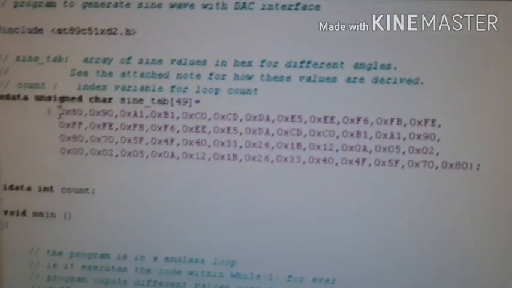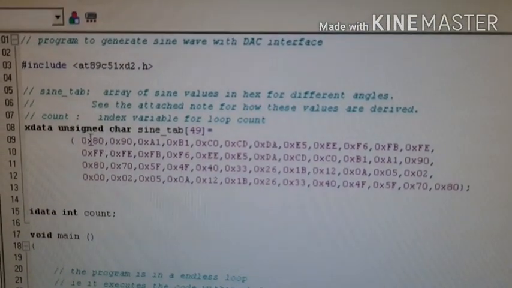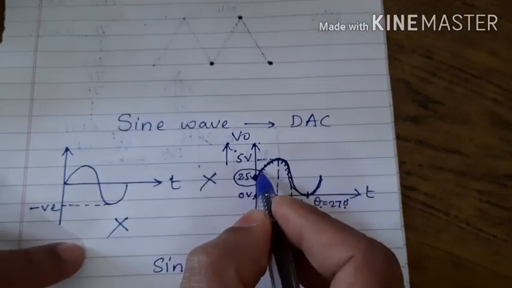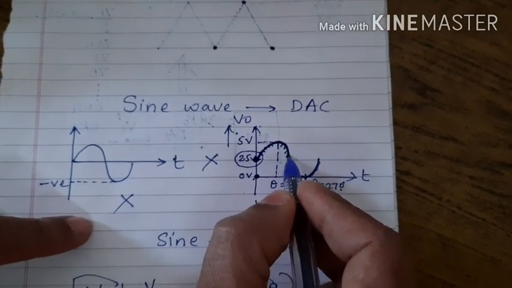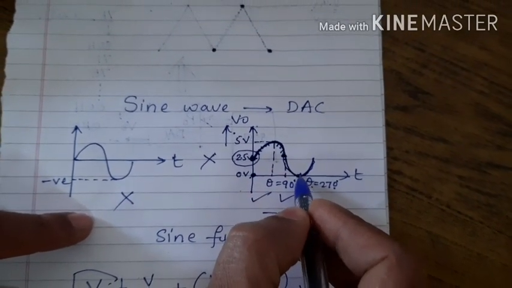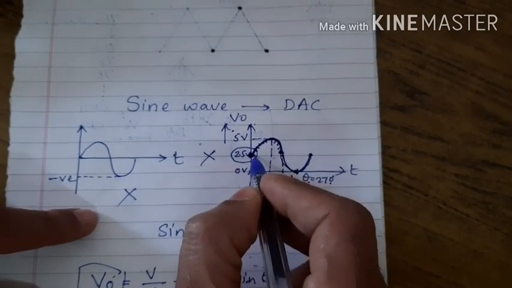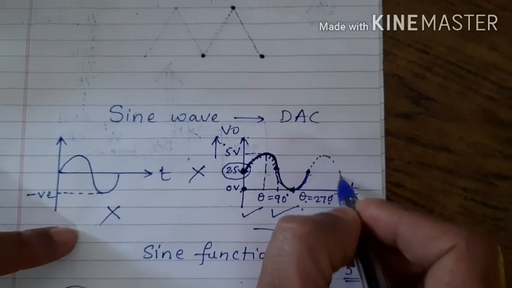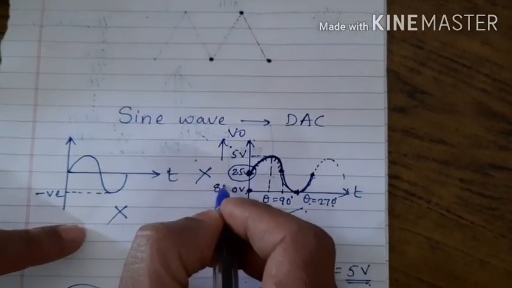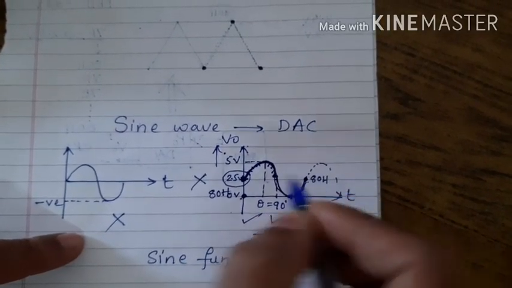Now, depending upon the total required values, suppose I start from 2.5 volts. I will go in this direction, reach 5 volts, again come back to 2.5, go to 0, then again bring it back to 2.5. This will complete one cycle. From this point onwards, the cycle repeats. That means if I start from 80H, I have to stop at 80H only.